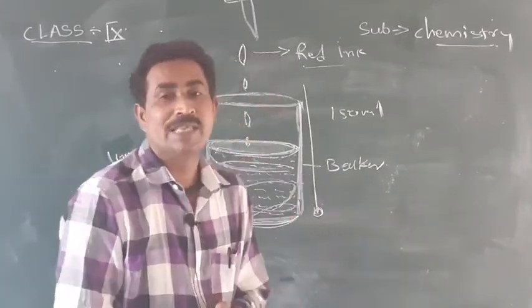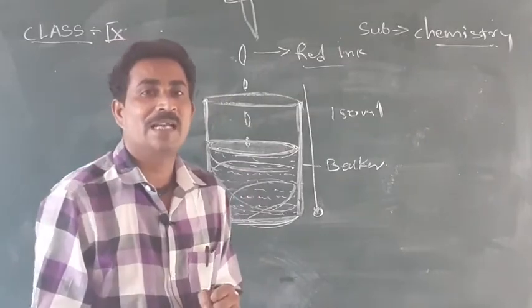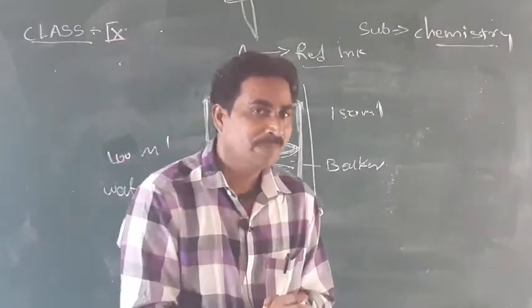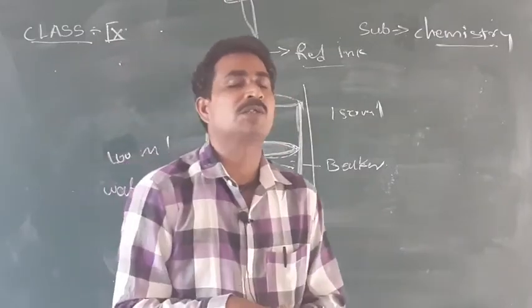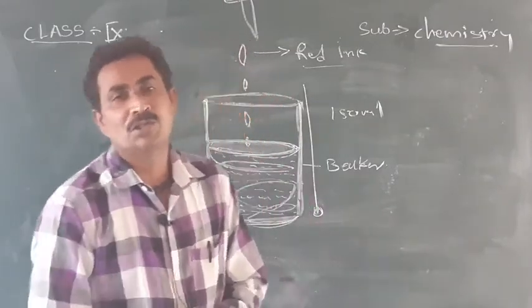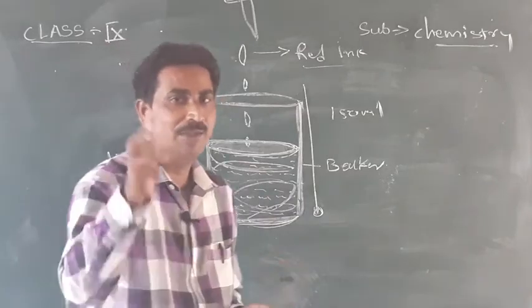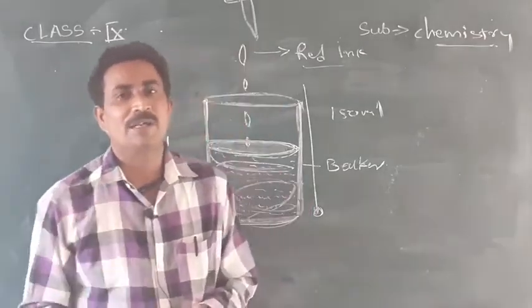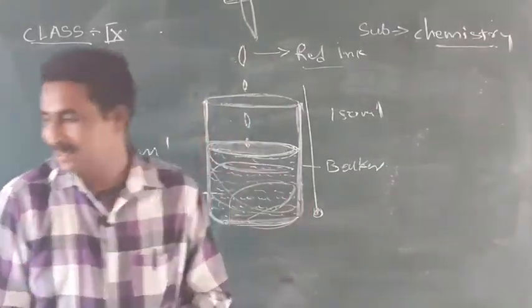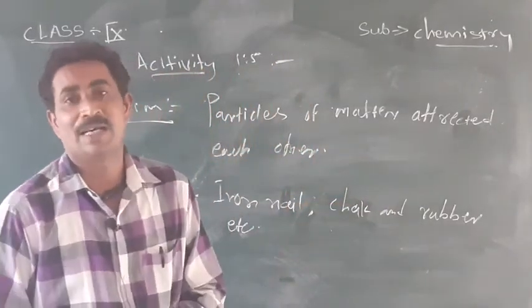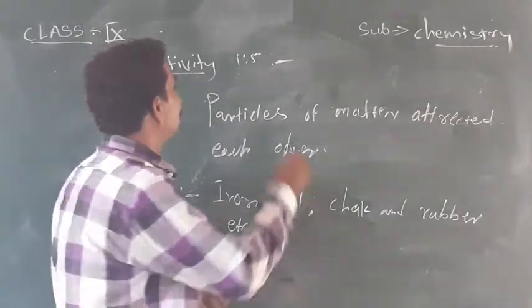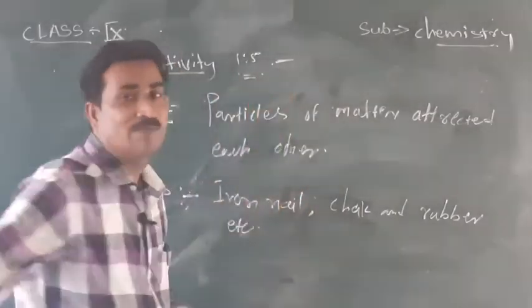This activity tells us that matter particles are continuously moving in their particular orbit, otherwise in the particular solution. This is the conclusion for this activity. After that we are going to the next activity, activity number 1.5, where we will see the next characteristics of matter.